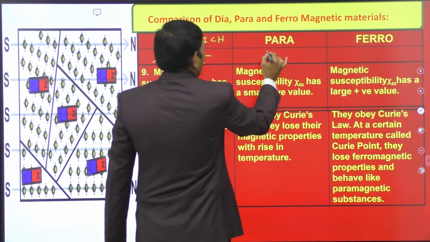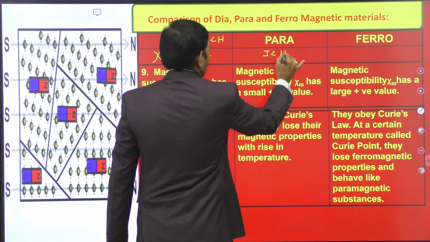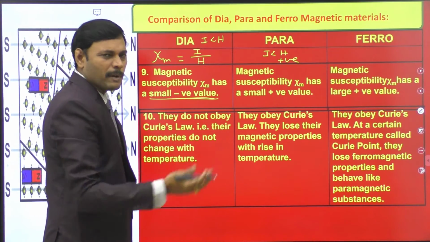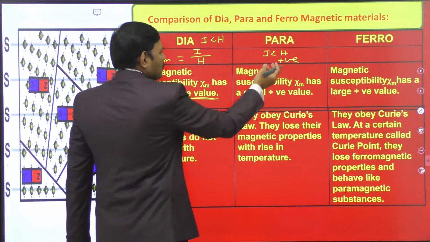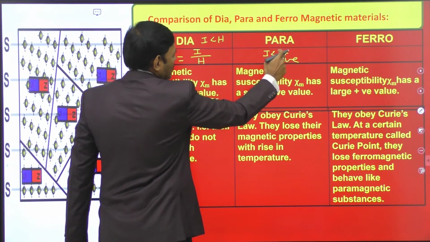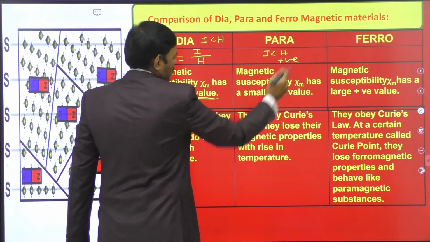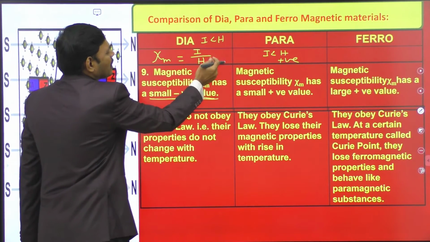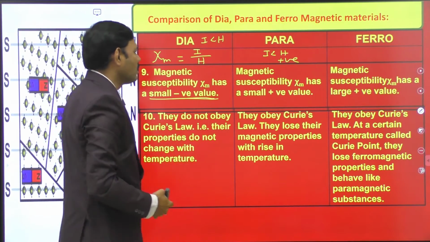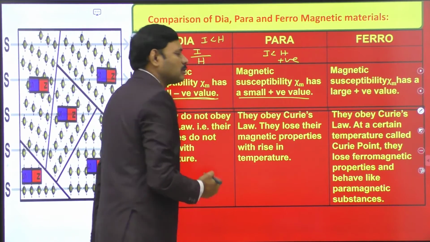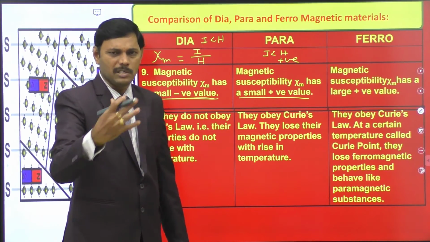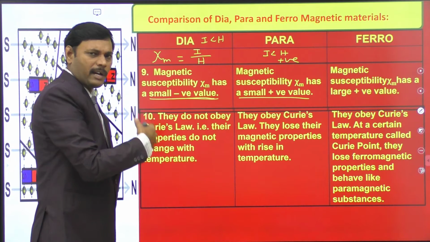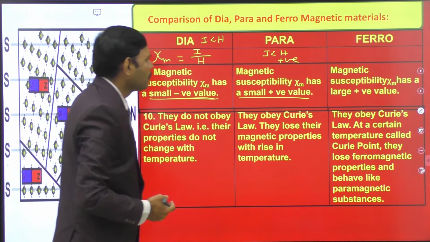Whereas here I is less than H and positive, along H. Intensity of magnetization, the magnetic moment per unit volume, is less than the applied magnetizing field. I is less than H but positive, so that Xi is equal to I by H. In paramagnetic substances I is less than H, so you get a positive decimal. In that way you understood. A small positive value means it may be a positive decimal like 0.1, 0.2, 0.03, whereas in diamagnetic it may be a negative decimal, minus 0.1, minus 0.5, like that.